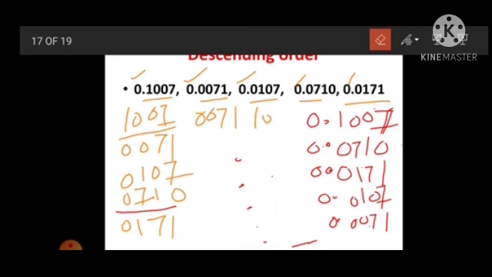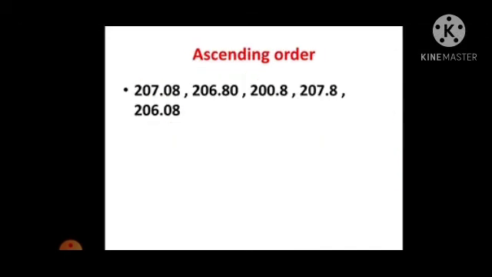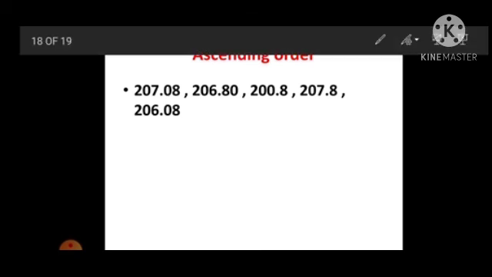Okay. Now, next example, ascending order: 207.08, 206.80, 200.8, 207.8, and 206.08. See, students, are these like or unlike? Here this is 2 decimal places, this is 2 decimal places, here 1, and here 2 decimal places. So these are unlike decimal numbers, so we convert them into like decimals. So we add 0 here or here.